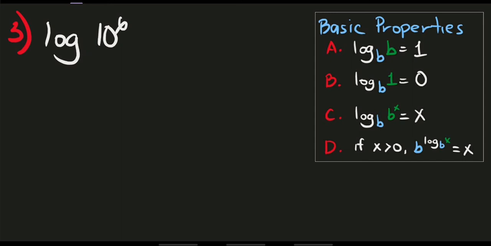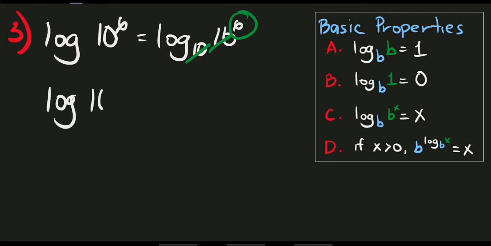So since that is logarithm of 10 raised to 6, it is actually equal to logarithm of 10 raised to 6 with the base of 10. And since we have this common set of base, automatically the answer for this given problem is the exponent of our 10. That is equal to 6. So that is logarithm of 10 raised to 6, and that is equal to 6.